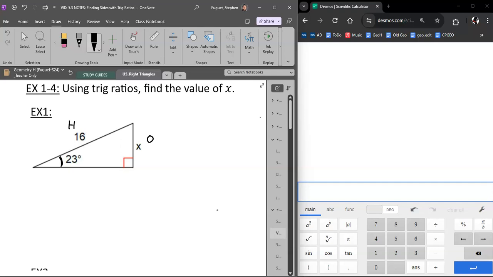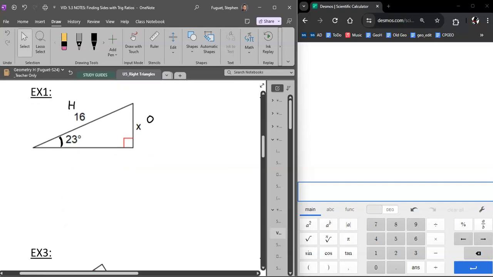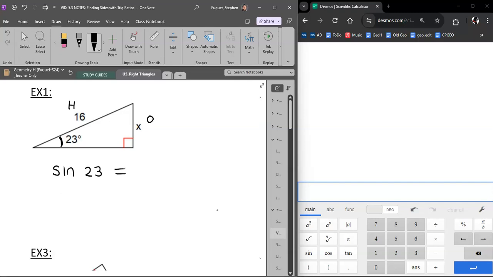So using SOHCAHTOA, I want to create a trig equation using the sine ratio. So how do we do this? What I'm going to do is identify that the sine ratio of 23 degrees is going to equal the opposite side of 23, which is x, over the hypotenuse side of 23, which is 16. And there it is, we have our equation. Now, what do we do from here?